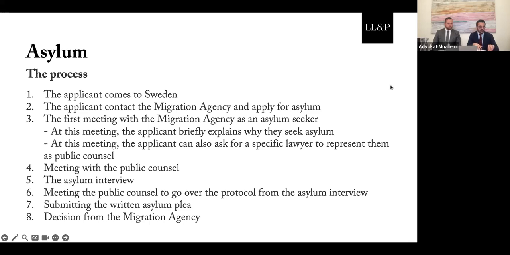And it should also be mentioned that in these applications, you don't have a public counsel, at least not in the beginning. So when you apply, you either do it yourself, or you hire a lawyer to do it privately for you, and then you have to pay for it yourself.